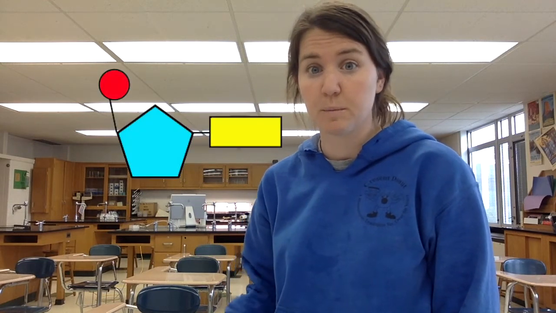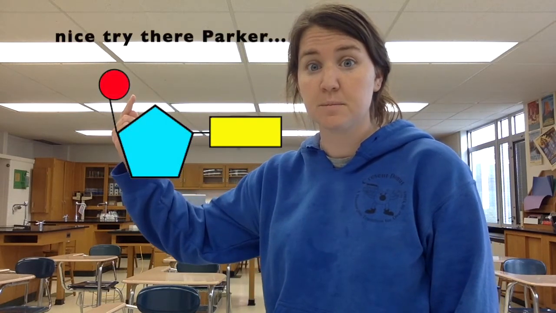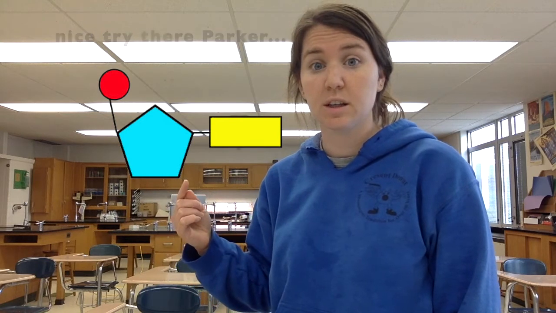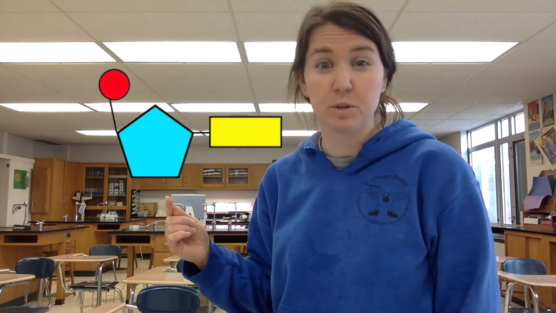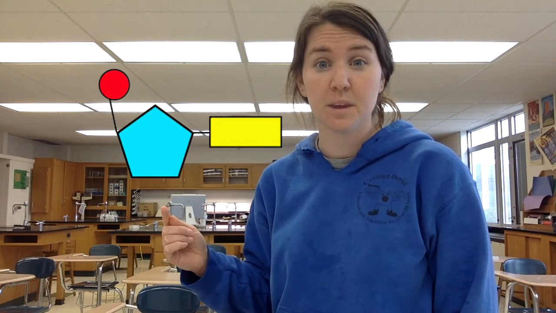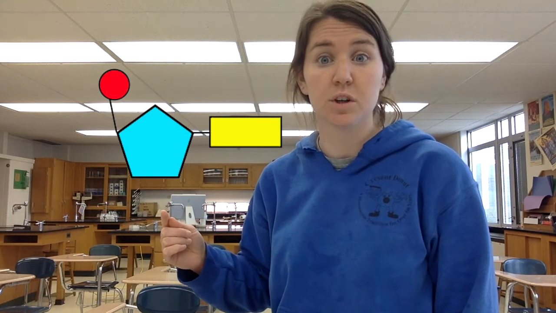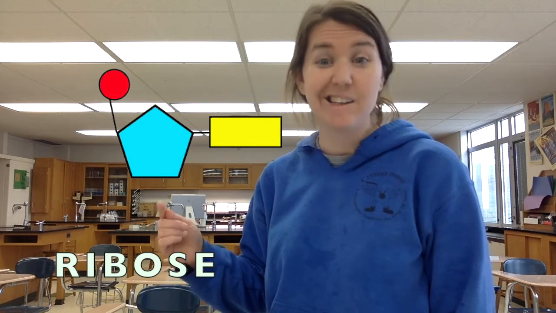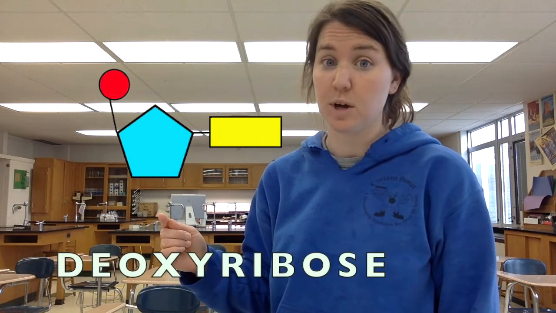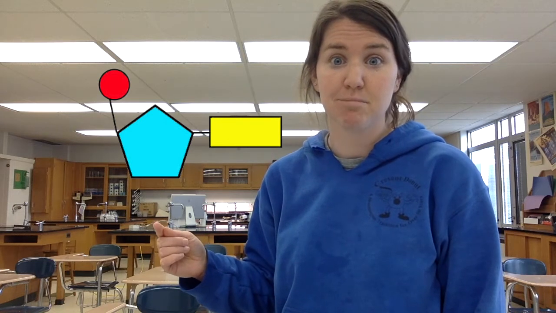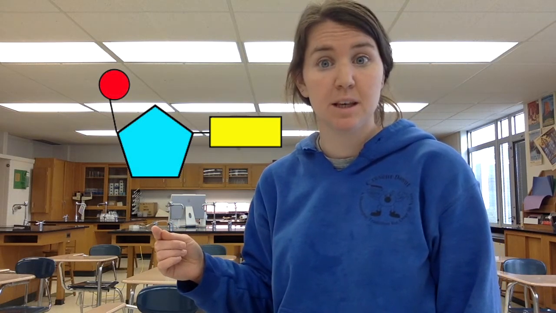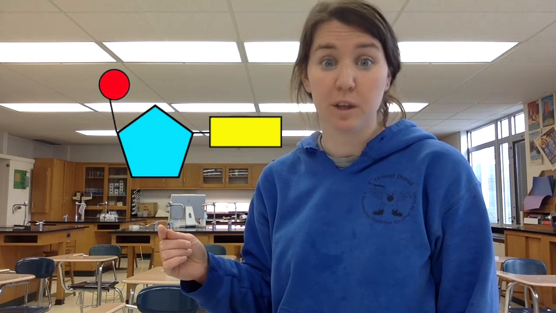So nucleotides are made up of three parts. Remember, we have the phosphate, the sugar, and then the base. The sugar is different between RNA and DNA. In RNA, this sugar is called ribose. In DNA, it's called deoxyribose. So that's why RNA is the letters RNA, because it stands for ribonucleic acid instead of deoxyribonucleic acid.